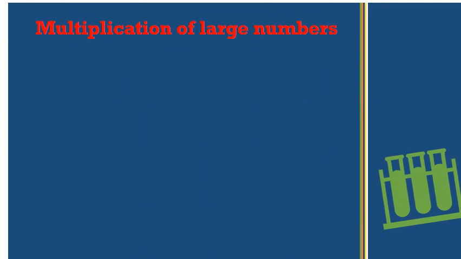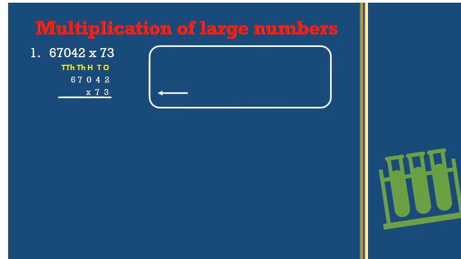Now let us do the multiplication of large numbers. So the first one is 67,042 multiplied by 73. So let's see how we will do it. Children, we know that 73 means 70 plus 3. So first we will multiply the whole number, that is 67,042 by 3. And my answer will come as 2,01,126. So this is the product of the first step.